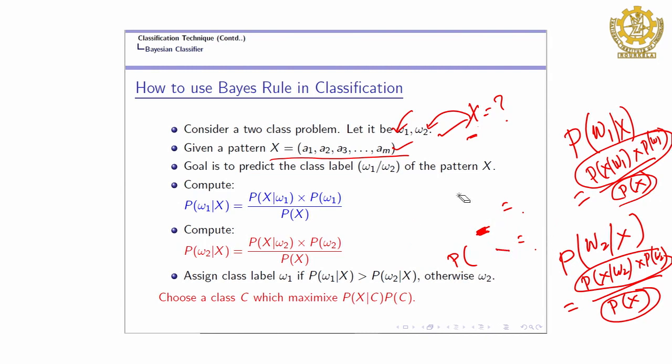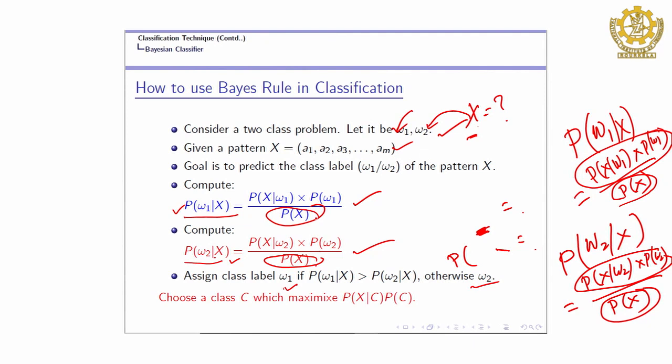So, let us say this is the given pattern for which we want to identify the class level. As we learned earlier, you know everything except the class level. The goal is to predict the class level of pattern or object x, so you compute the probability of W1 given x. This is the formula, and you compute the probability of W2 given x, and as I said, the denominator need not be computed. So, assign the class level W1 if this value is greater than this value, otherwise W2.